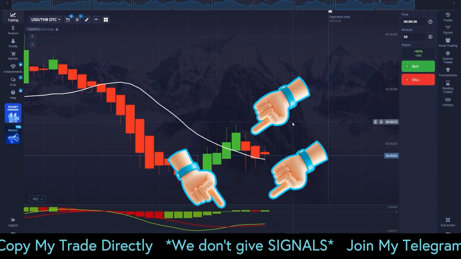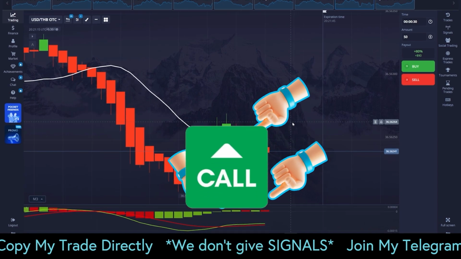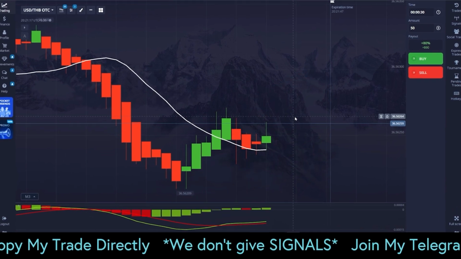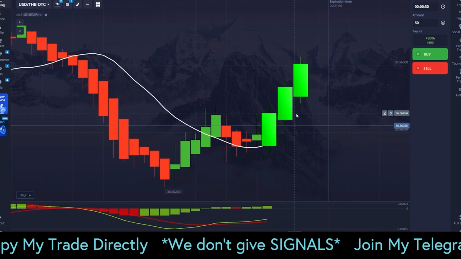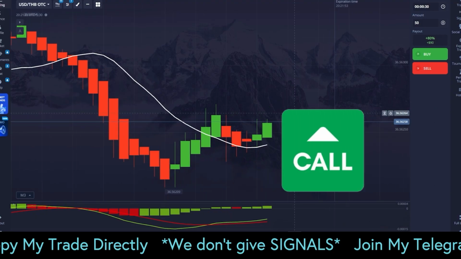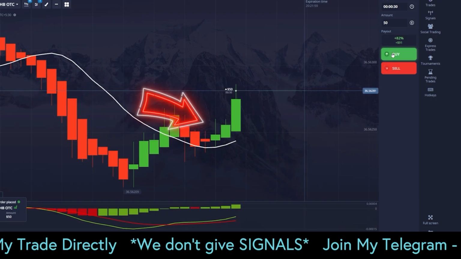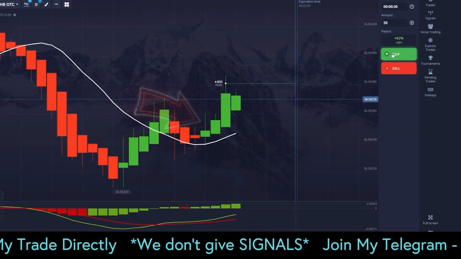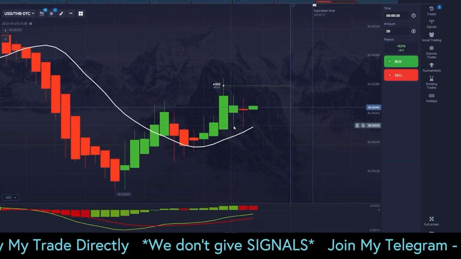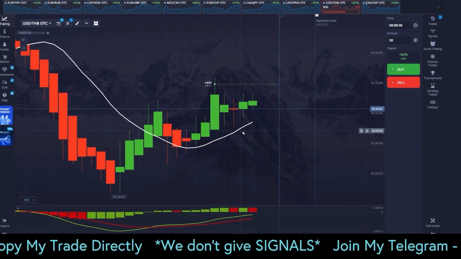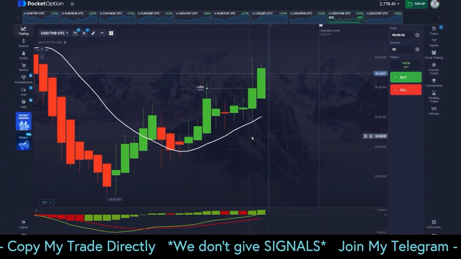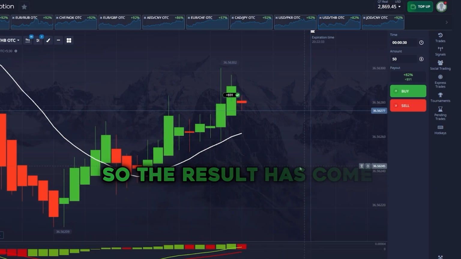Now you are seeing that all the confirmations in the market are going for up, as soon as 3 candles become green here continuously. After that, we can practice for up, and here we can practice, because you can see 3 candles have become green continuously. So the result has come.